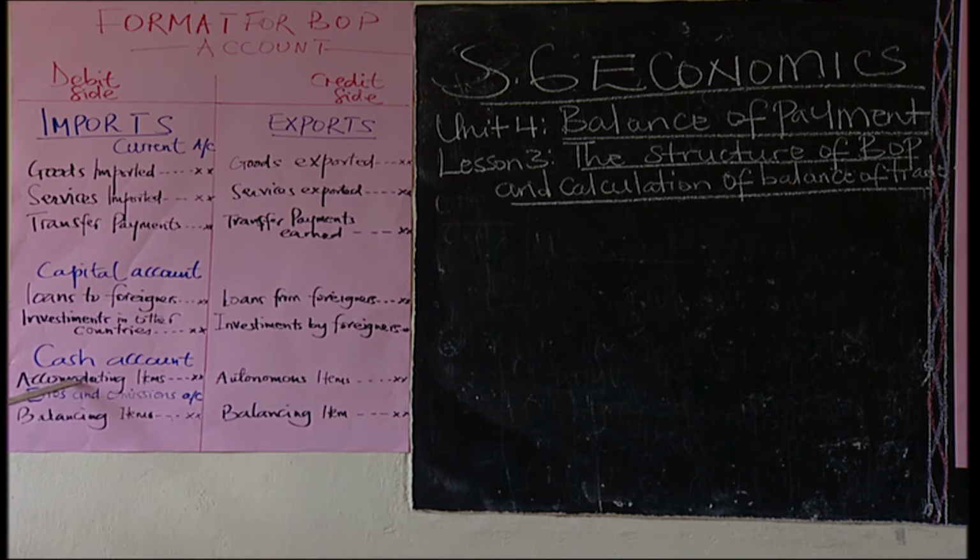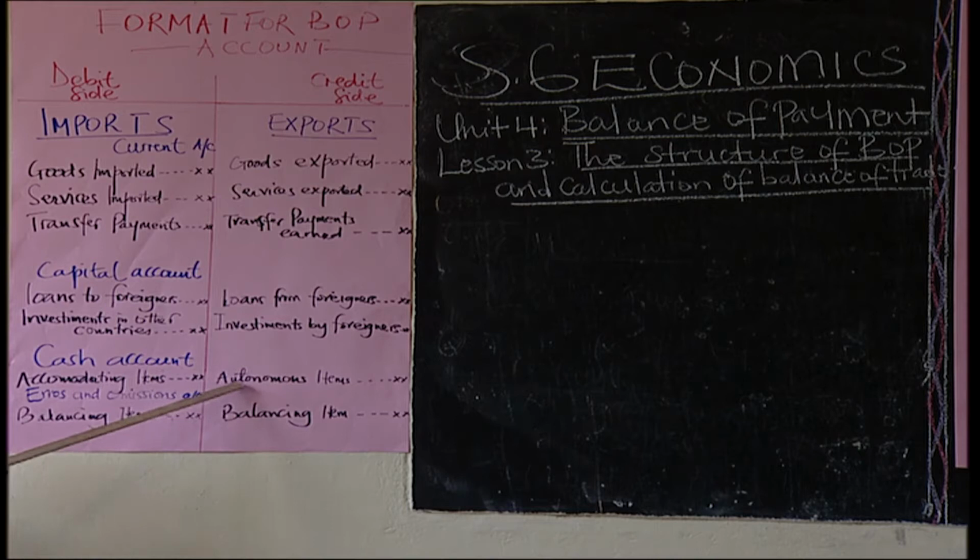Now, in order for these two sides to balance, the figure on the debit side and the figure on the credit side, if expenditure on imports is greater than the earnings on exports, we shall use accommodating items in order to close the gap, so that the figures balance. We use accommodating items in case the expenditure on imports is greater than the earnings on exports. Like we can borrow from other countries in order for the figures to balance.